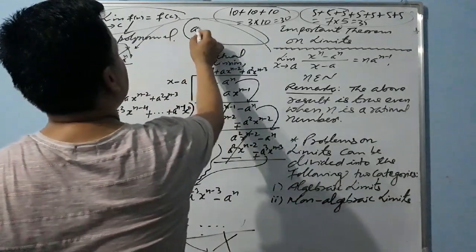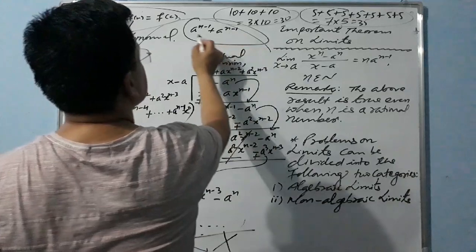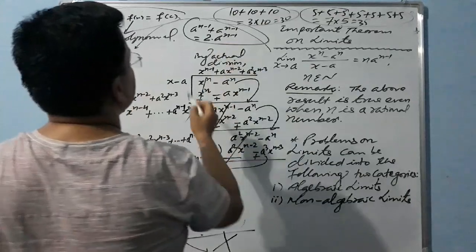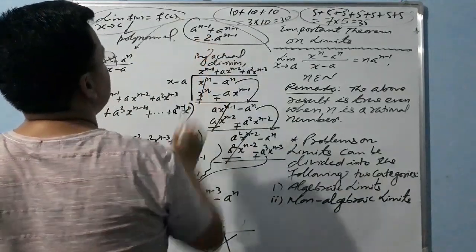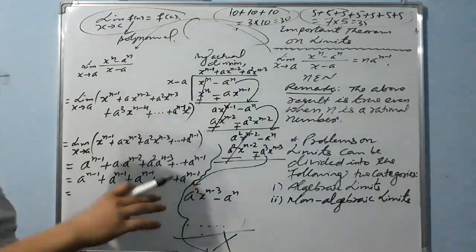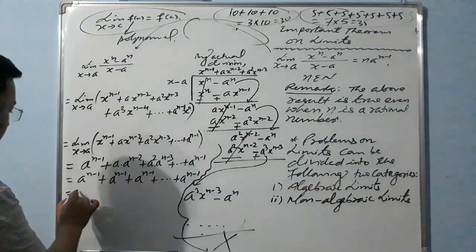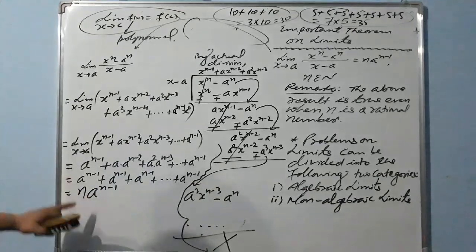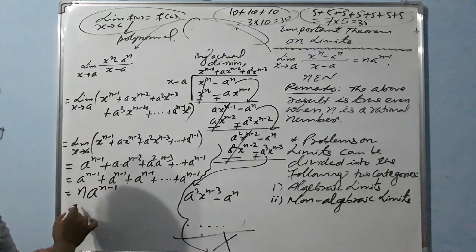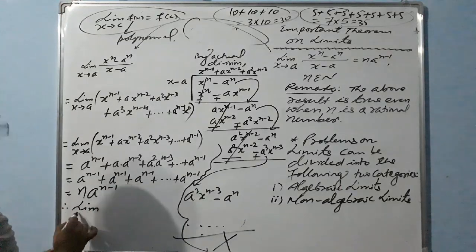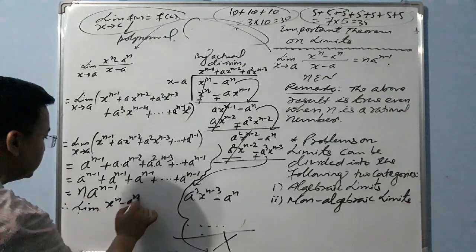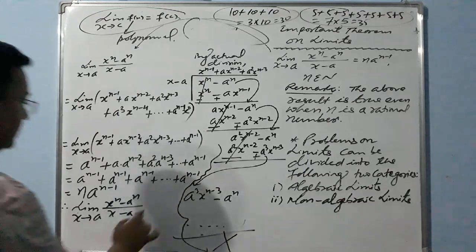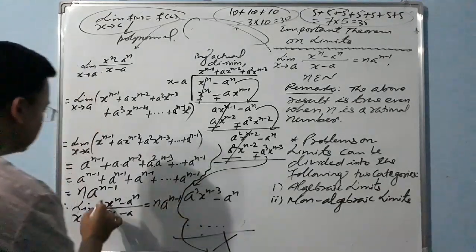Again, if a^(n-1) plus a^(n-1), two times I have written the same thing, we can write 2 times a^(n-1). If I write 3 times, then I can write 3 times a^(n-1). If I write the same thing n times, then I can write n times a^(n-1). So this is the limit of this function. Therefore, limit of (x^n minus a^n) over (x minus a) as x tends to a is equal to n·a^(n-1).